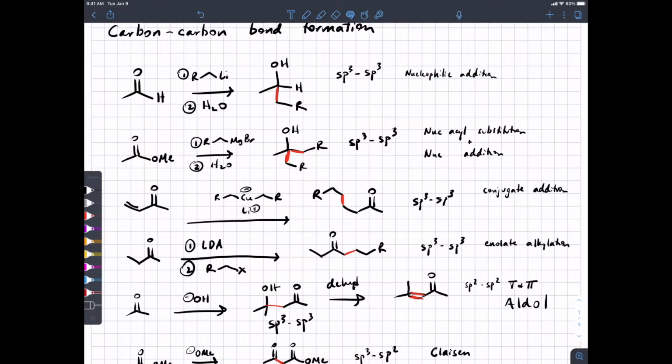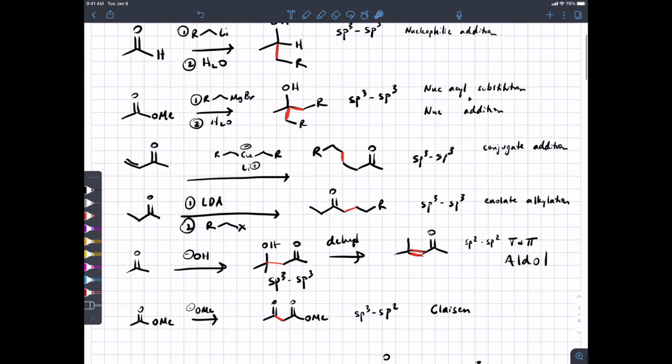We talked about carbon-carbon bond forming reactions, and we had gone through basically most of the ones that we had seen before. One of the things to notice is a lot of these are bonds between sp3 carbons. So in this nucleophilic addition to aldehydes, where you make a secondary alcohol, the new bond you have made is a carbon-carbon bond between sp3 carbons. A related reaction is Grignard with an ester, which makes two new carbon-carbon bonds, but again, both between sp3 carbons.